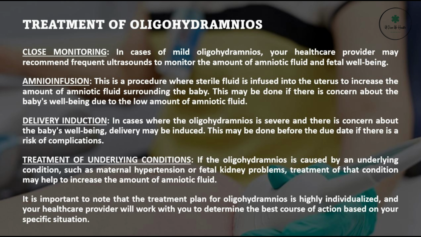Oligohydramnios treatment options. Close monitoring. In cases of mild oligohydramnios, your healthcare provider may recommend frequent ultrasounds to monitor the amount of amniotic fluid and fetal well-being. Amnioinfusion. This is a procedure where sterile fluid is infused into the uterus to increase the amount of amniotic fluid surrounding the baby. This may be done if there is concern about the baby's well-being due to the low amount of amniotic fluid. Delivery induction. In cases where the oligohydramnios is severe and there is concern about the baby's well-being, delivery may be induced. This may be done before the due date if there is a risk of complications.